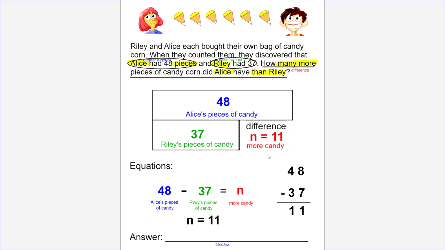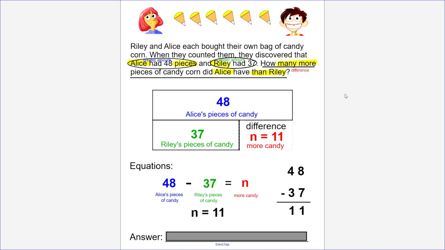Finally, third grade, we're ready to answer the question in words. Go ahead and look at the question that we've underlined. How many more pieces of candy corn did Alice have than Riley? Go ahead and think about that, third grade. How would we write that answer in words? Yes, we would say Alice has 11 more pieces of candy corn than Riley. In a compare answer, we make sure to include the full comparison. It's asking us for the difference, so we say Alice has 11 more pieces of candy corn than Riley.